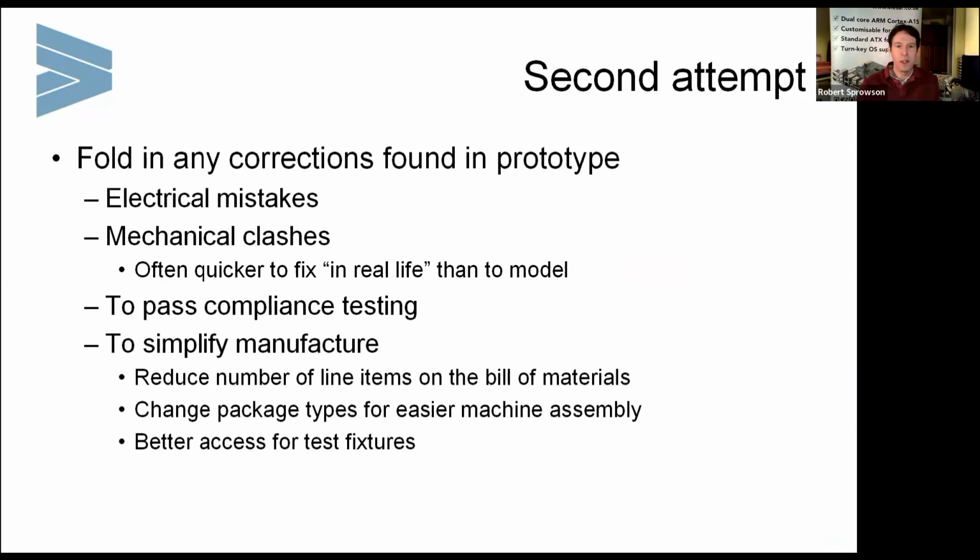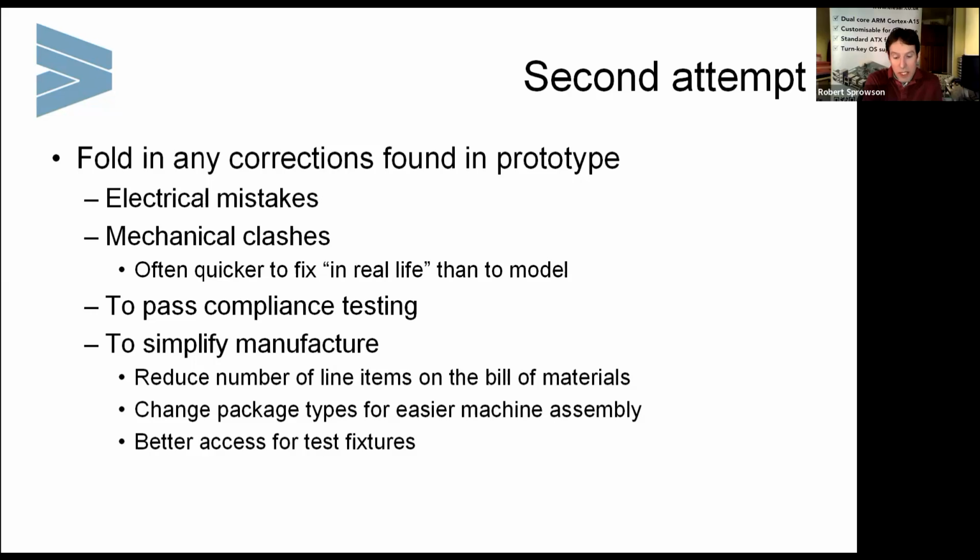So assuming that you've managed to wriggle through your compliance testing, now is the time to do the second attempt. As I say, I usually assume that the first PCB is a scrapper. It's a write-off. You'll never go into production with that. So you go back and make any corrections to the electronics, so that those are the things that are easy to see on the schematic. So you've fitted a diode back to front or something like that.